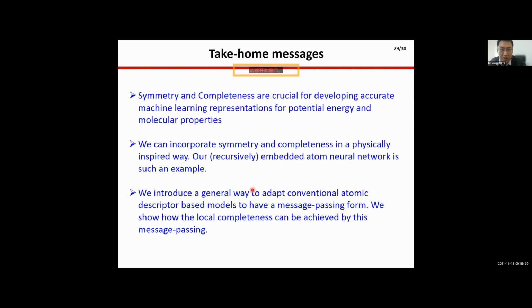We need to consider symmetry and completeness in order to develop accurate machine learning models for potential energy and also for molecular properties. We introduce this symmetry and completeness in a physically inspired way. And we also introduce a general way to adapt conventional atomic descriptor-based models to have a message passing form, and we show how local completeness can be achieved by this kind of treatment.